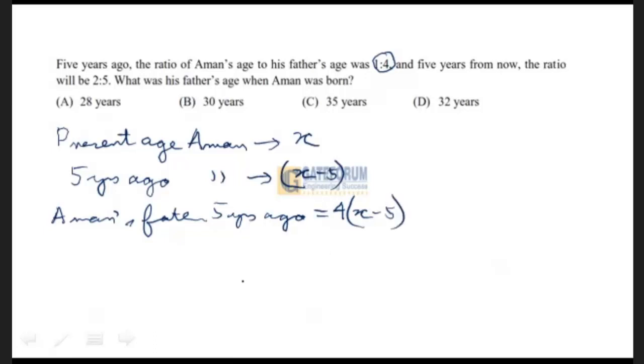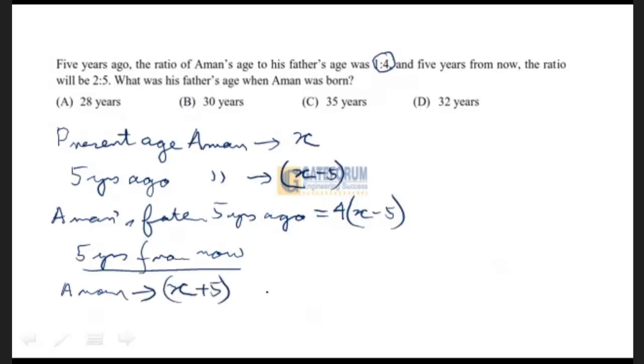Now, what would be the age of Aman 5 years from now? Obviously, 5 years from now, Aman's age would be X plus 5. And Aman's father's age would be how much? See, it would be 4 into X minus 5 plus 10, because this was the age of Aman's father 5 years ago. So plus 10 must be added. So 4X minus 20 plus 10, that is equal to 4X minus 10.